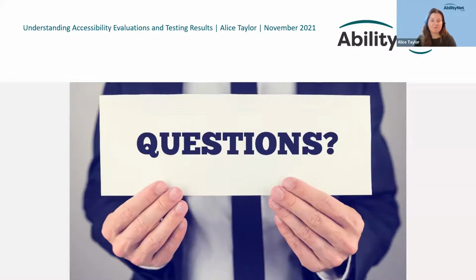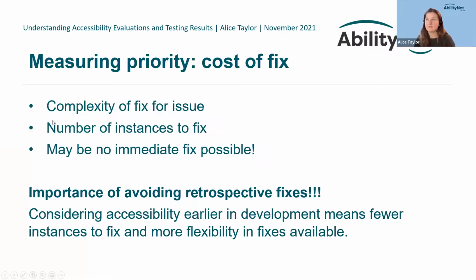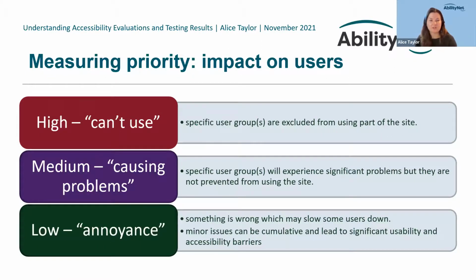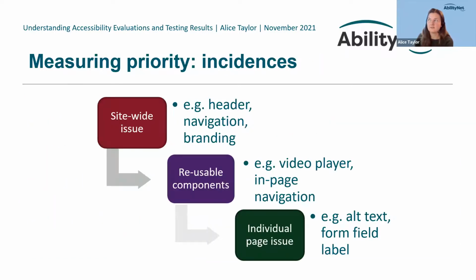Is there a name for the rating scale that you use? Do you mean the high, medium and low? I can't remember it myself now. I'll go back to that slide. Impact on users scale. I don't know if there's an official name for it, but in terms of measuring priority, it would be on impact on users. Yes, brilliant. That should have hopefully answered your question.